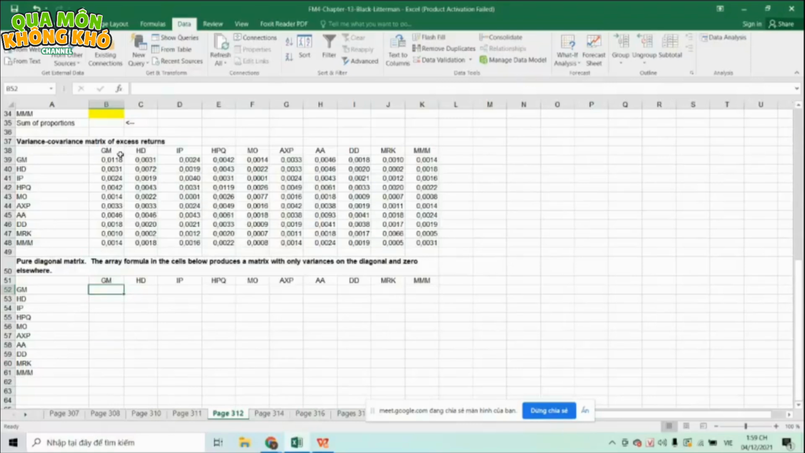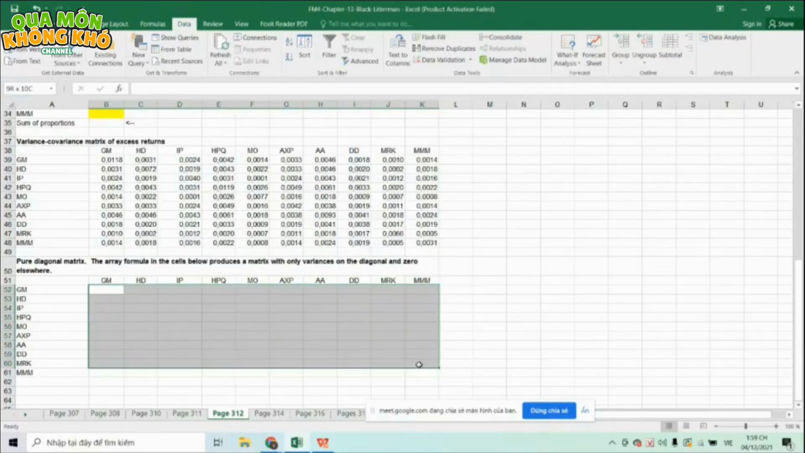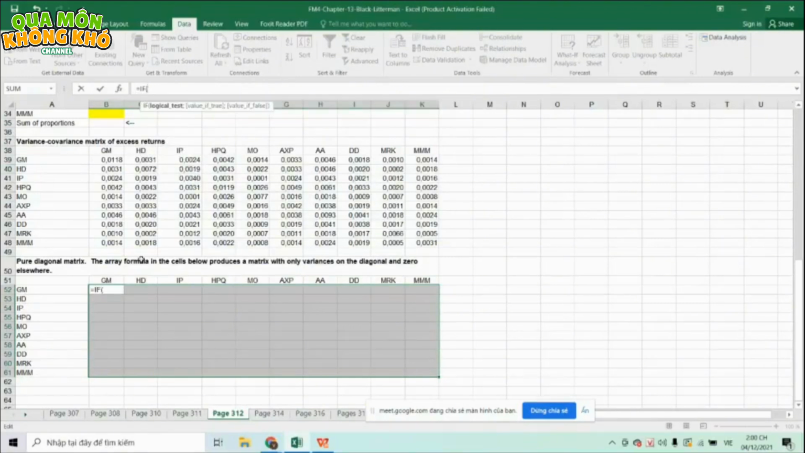You will need the variance and covariance matrix here, and then you will calculate the poor diagonal matrix so that you can calculate the shrinkage matrix. So in the poor diagonal matrix, you will calculate this by the formula if this range equal to this.